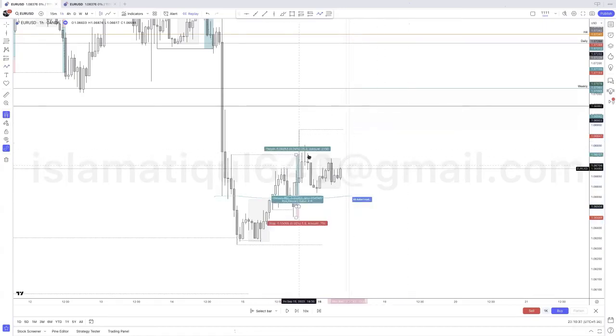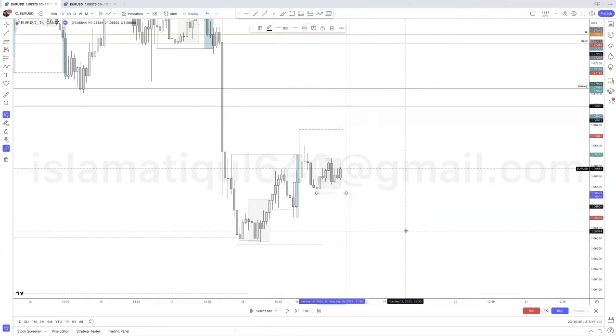Because this high is clearly broken with a body. This candle failed, but this candle, yes, it did close right above it. So this is a breakout structure, right? This is a breakout structure. And this could be internal range liquidity.